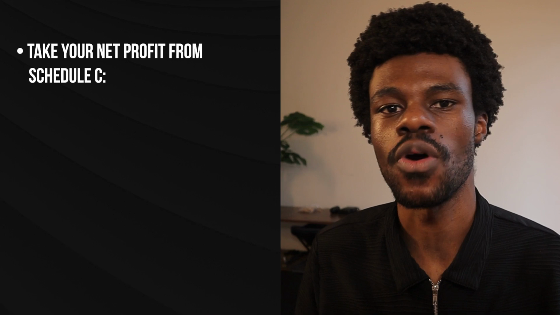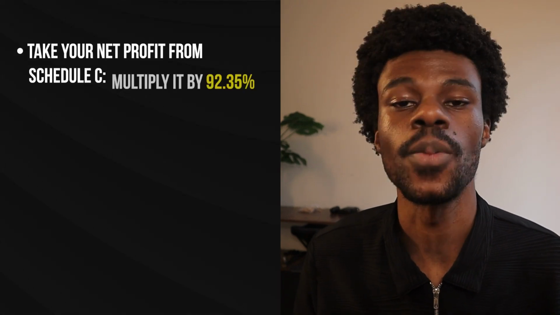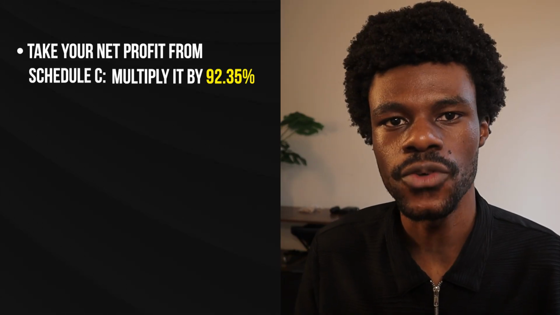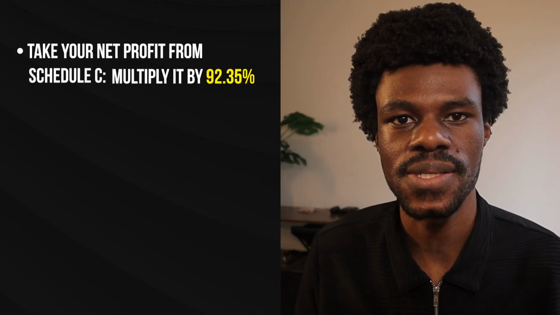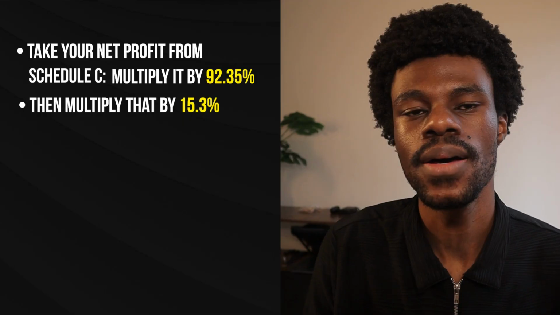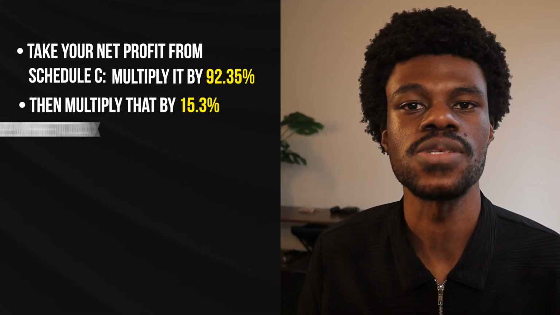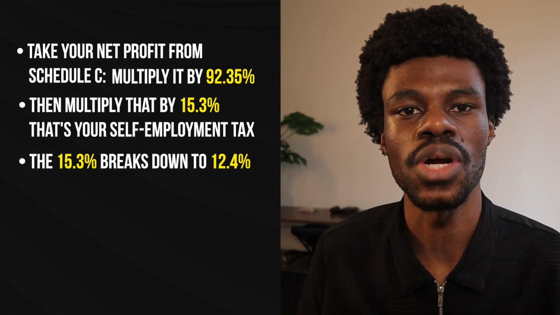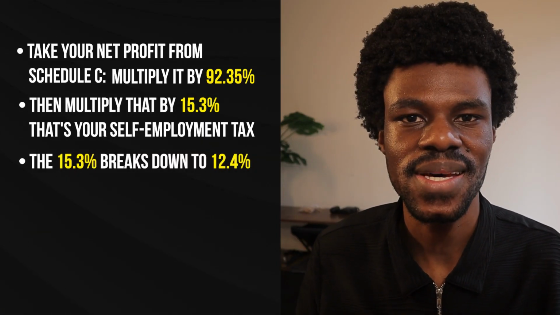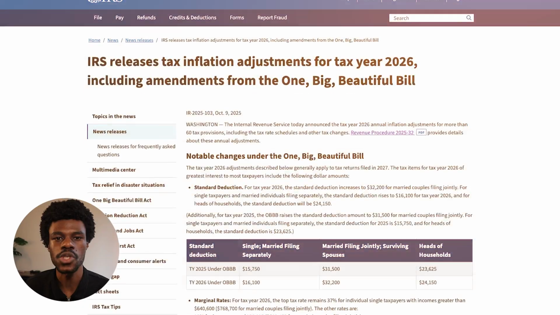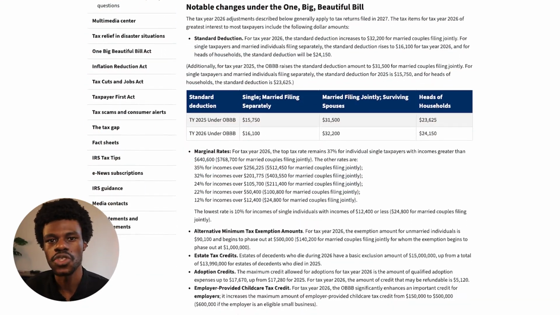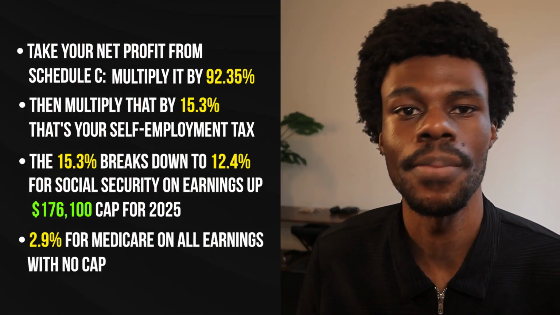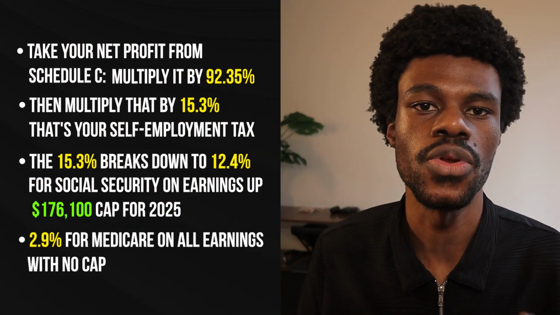If you take your net profit from a Schedule C form and then you multiply it by 92.35%, that will actually give you your taxable self-employment earnings. Now, then you want to multiply that by 15.3% because that will then give you your self-employment tax. The 15.3% breaks down to 12.4% for Social Security on earnings up to $176,100. This is capped for 2025. And 2.9% for Medicare on all your earnings with no cap.